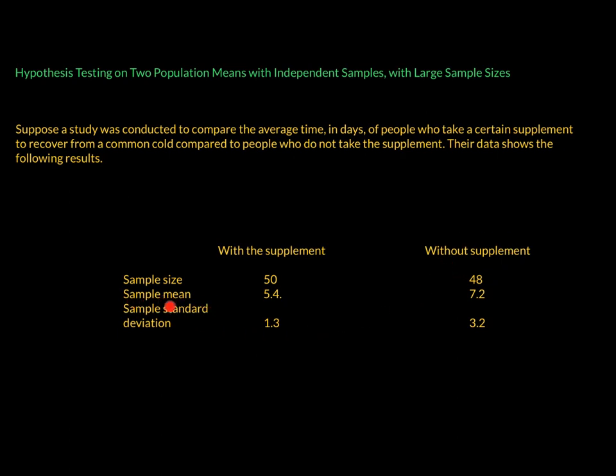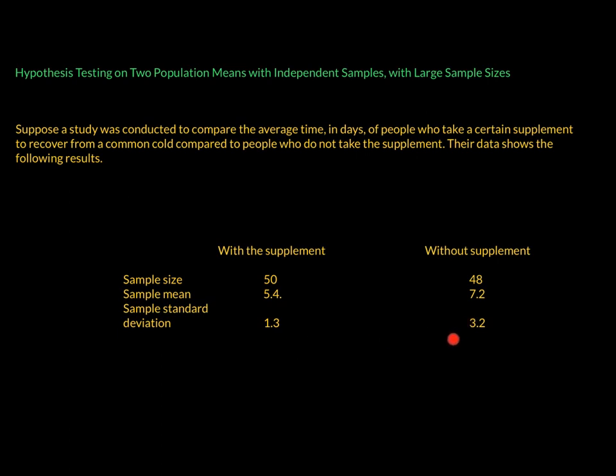And then the sample mean is 5.4. That means these people on the average recover in about 5.4 days from a common cold, while those people who are not taking the supplement will take them on an average of 7.2 days, with their corresponding standard deviations 1.3 and 3.2. So these numbers were taken from the data. Okay, so they compute for the sample mean and then they compute for the standard deviation, and you will have these numbers.